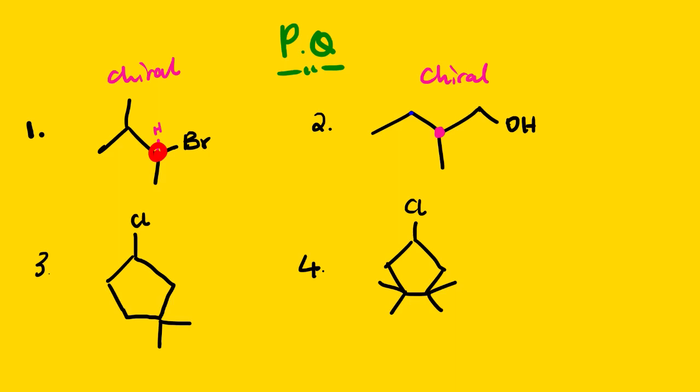Let us look at this one. Let us go to number three. Looking at this carbon here, since we have identical groups, it cannot be our chiral center.